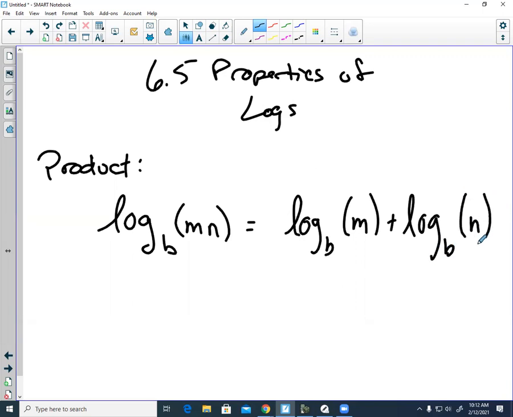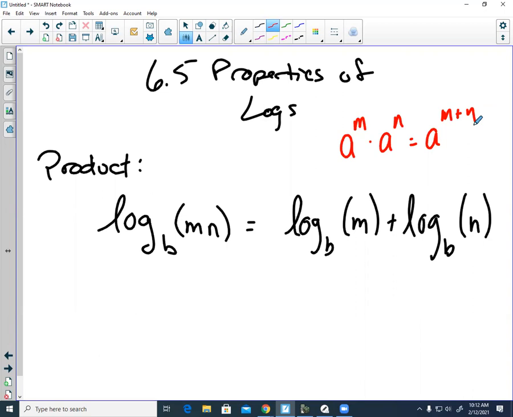Now, if you remember, this works very closely with the exponential powers, because the product property for exponents is a to the m times a to the n is equal to a to the m plus n. So it's kind of the same idea. See how it's kind of the same idea? You take a log where two things are being multiplied, and now you have two things being added. But it's a little bit backwards.